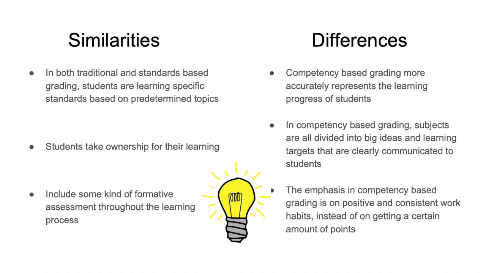So differences: competency-based grading more accurately represents the learning progress of students. Sorry, I butchered that. Because everything is so specific, so explicit, it's easier to pinpoint and see where a student needs help. In competency-based grading, subjects are all divided into big ideas and learning targets that are clearly communicated to the students. Again, more communication, more clarity, better understanding.